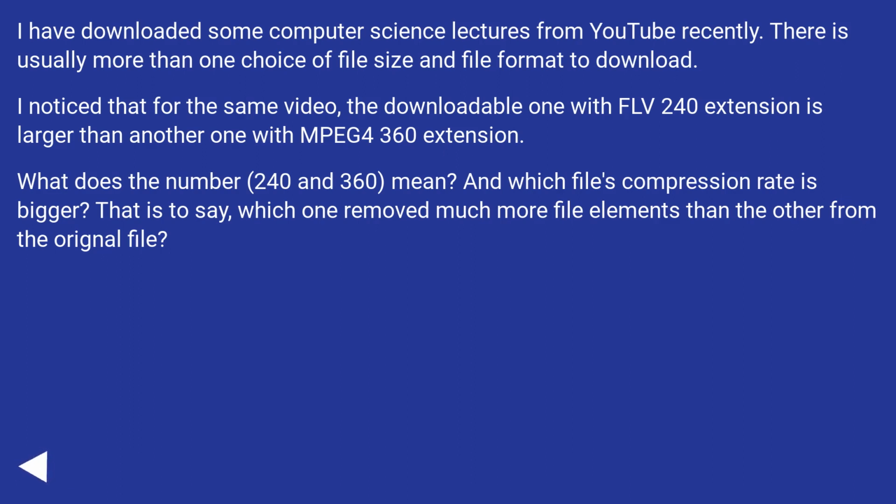What does the number 240 and 360 mean? And which file's compression rate is bigger? That is to say, which one removed much more file elements than the other from the original file?